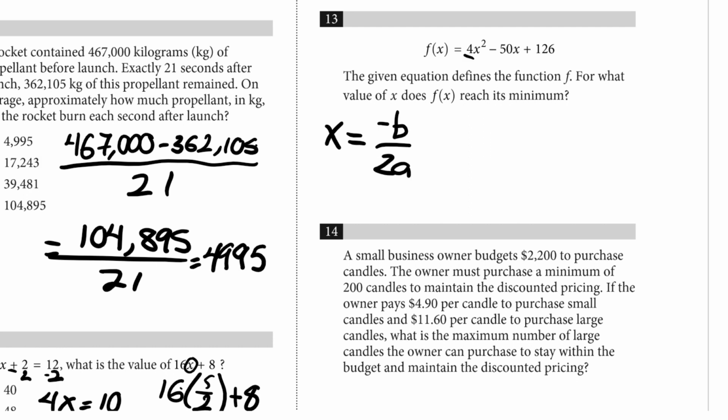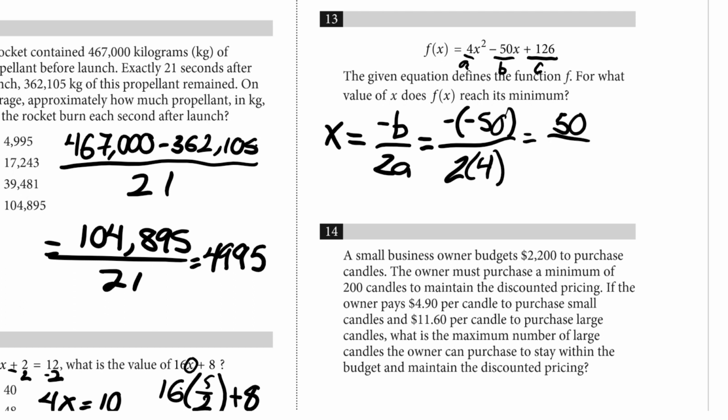The coefficient for x squared is a, the coefficient for x is b, and the number that has no variable is c. So we're going to have negative b, which is negative 50, over 2 times a, which is 4. Negative negative 50 is 50, over 2 times 4 is 8. And then we can simplify both of them by dividing by 2 to give us 25 over 4.